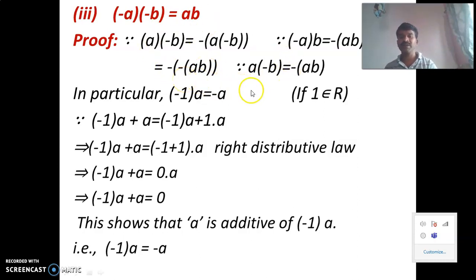Particularly, if 1 is a member of R, the unit element of R, then by taking, instead of B or A, minus 1, and using the right distributive law, we write it this way: minus 1 plus 1. So this is what we have. That shows that A is the additive inverse of minus 1 into A. Minus 1 into A is minus A itself.